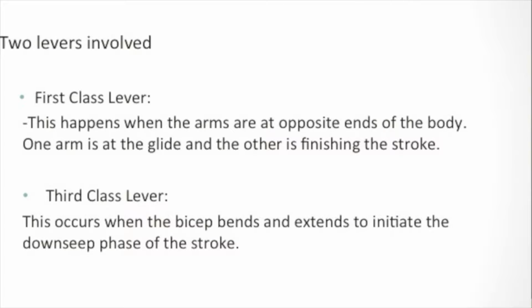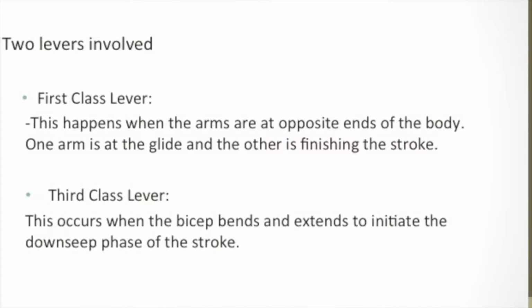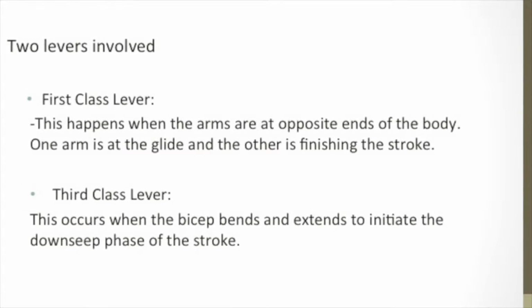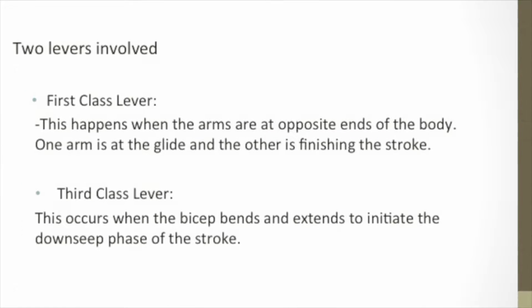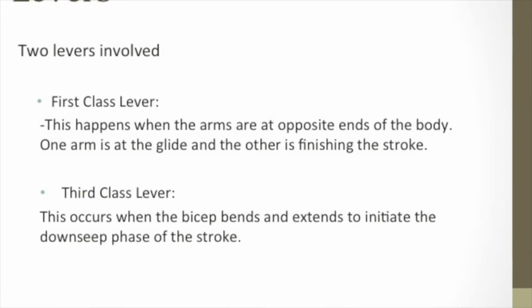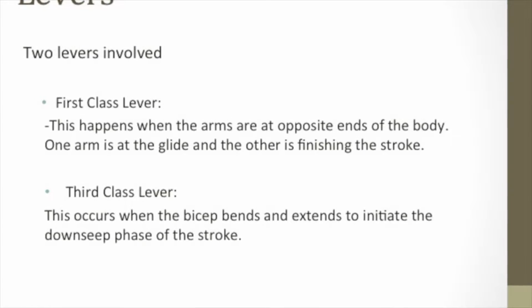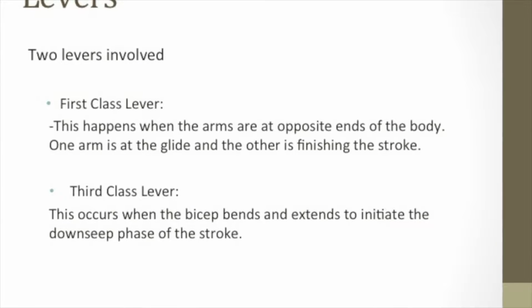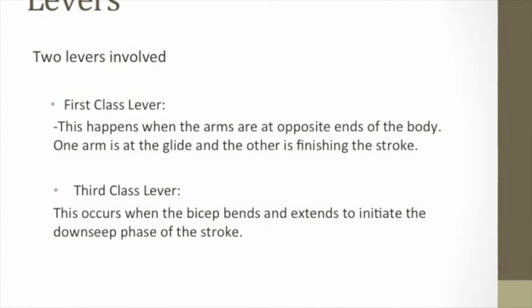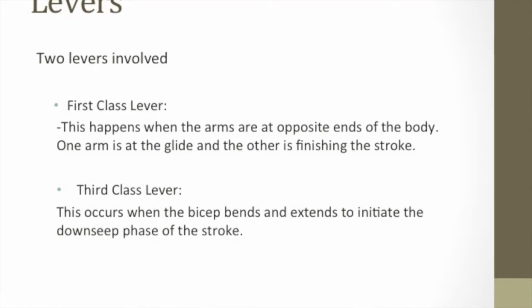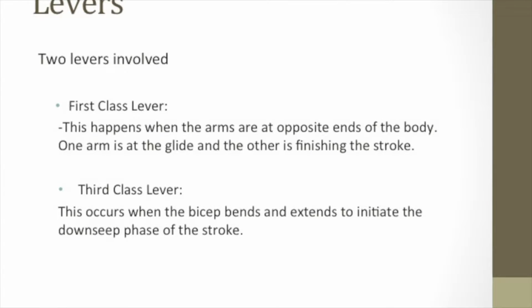So we know about the laws of motion, but what about the levers that are making all of this happen? There are 2 levers that have been identified. The first class lever occurs when the arms are at opposite ends of the body. One arm is performing the glide phase while the other is finishing the stroke. A third class lever is also identified, where the elbow bends and the down sweep phase begins.